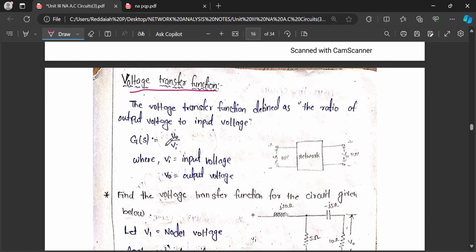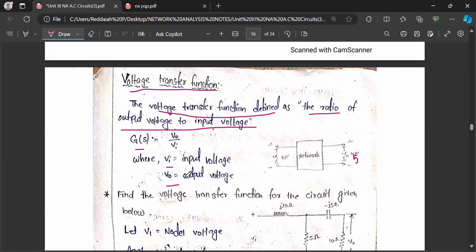Next, the voltage transfer function. What is the voltage transfer function? Voltage is given as input, and the output will also be some voltage. When you give 10 volts, you may get 5 volts or 10 volts or 15 volts. The voltage transfer function is defined as the ratio of output voltage to input voltage. G(s) equals V0 by Vi, where Vi is the input voltage and V0 is the output voltage. This is the definition of the voltage transfer function.